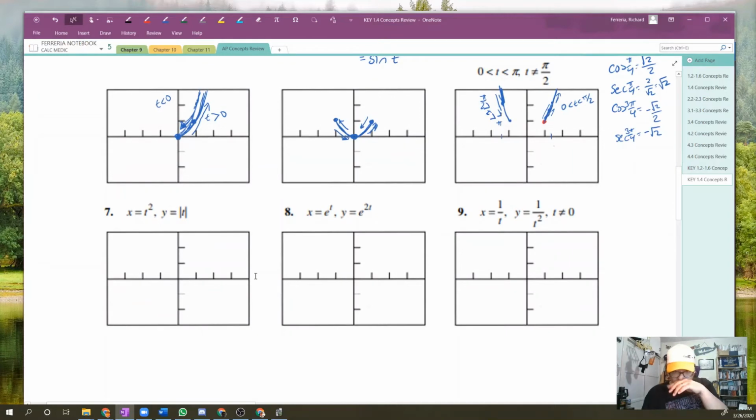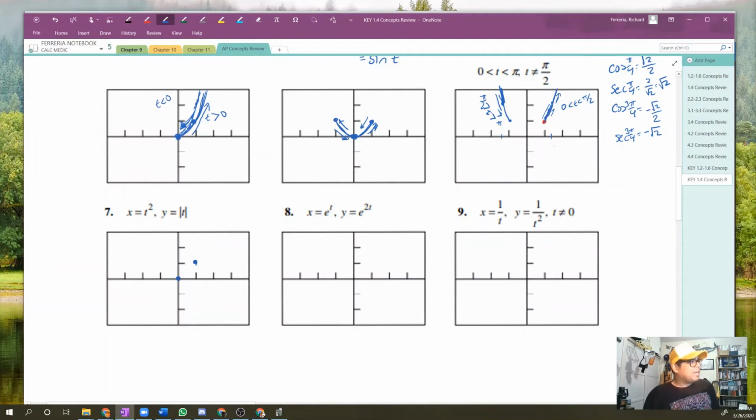This one looks a little bit easier. What happens when t equals 0? That's always a good place to start, isn't it? At 0, we get 0, 0. When t equals 1, the x-coordinate is 1, and the y-coordinate is also 1. So now we just got to figure out inflection. Is this inflected downward or upward?